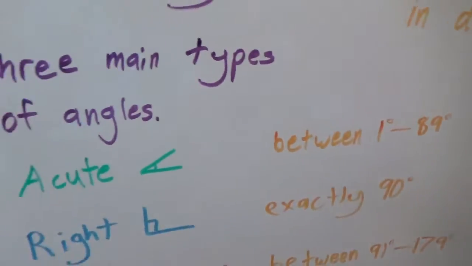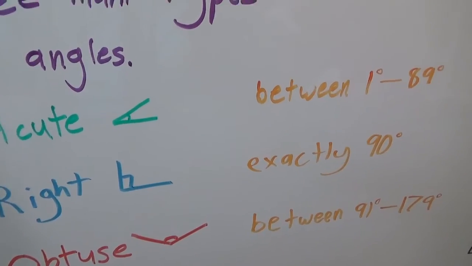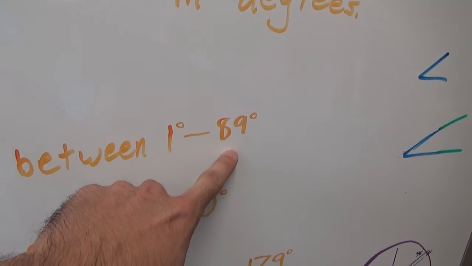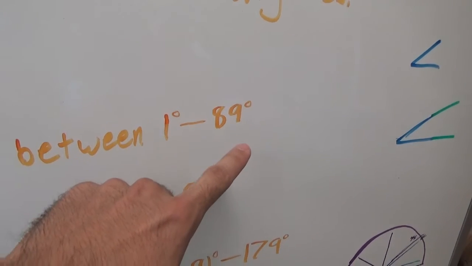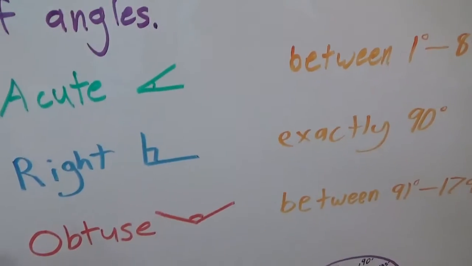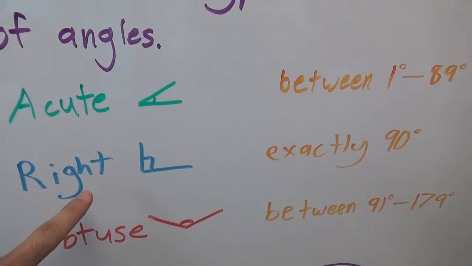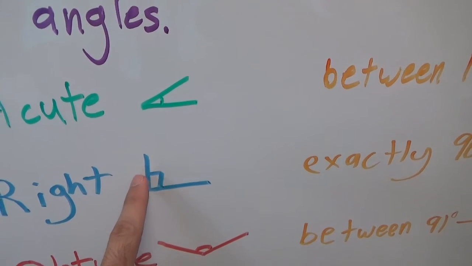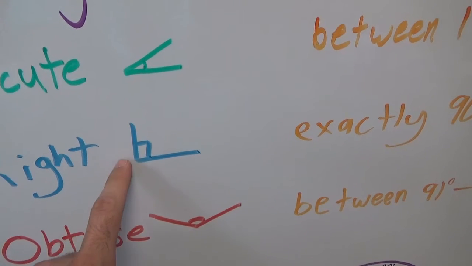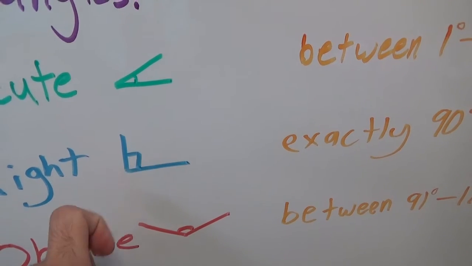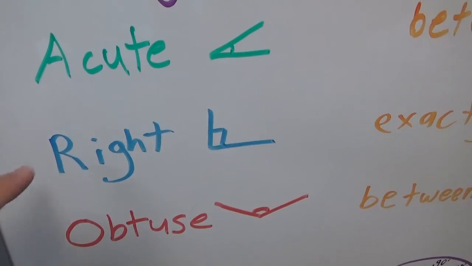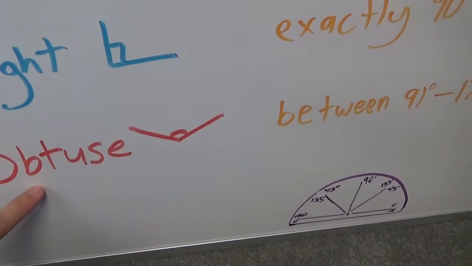Well, let's go back and look at all of them. So acute, we said that it's tiny. It could be as small as 1, and it cannot be any bigger than 89.999. It just has to be below 90 degrees. Now, if something is exactly 90 degrees, it's a right angle, and we can see that there's a little square that is drawn on some of our right angles. If you see a square in the angle, that means that it is exactly 90 degrees, and it's called a right angle.